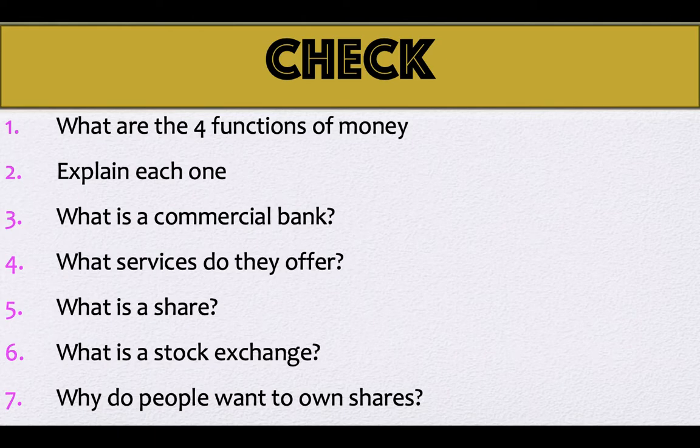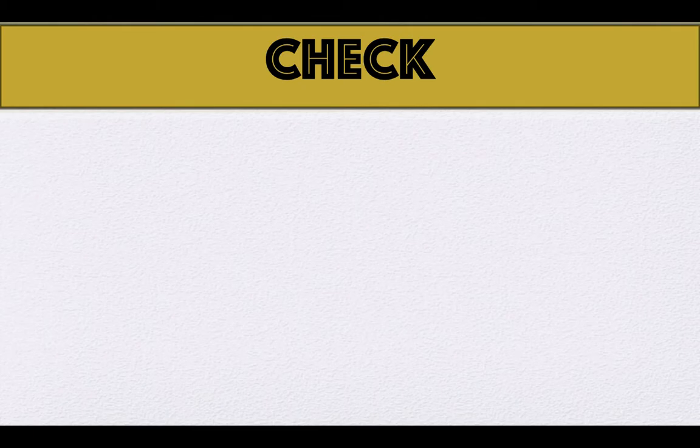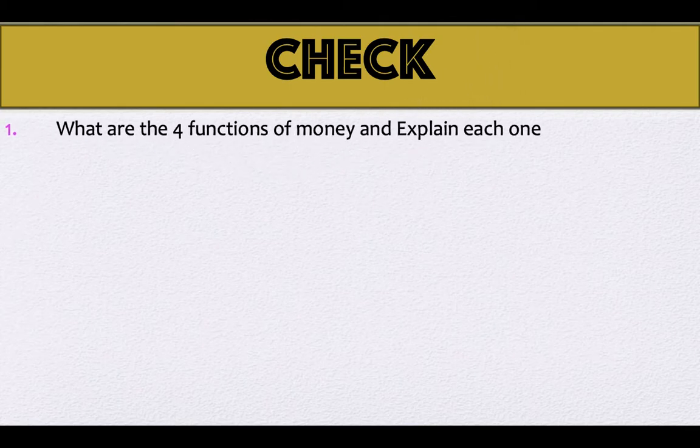Okay, so hopefully you've got something down for each of these 7 questions. As I said, just a quick knowledge check, to see where you're at and if you're actually remembering what we're doing in class. So let's talk through some answers now. You can mark your own, and I'll go over some of these key terms once again. We're going to go through 1 and 2 together. What are the 4 functions of money, and explain each one.